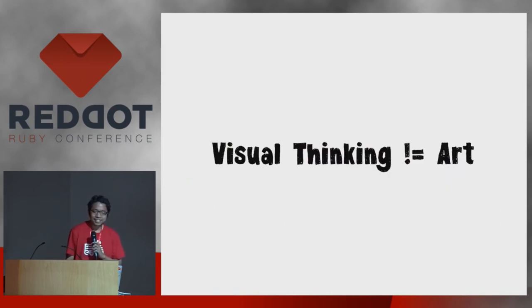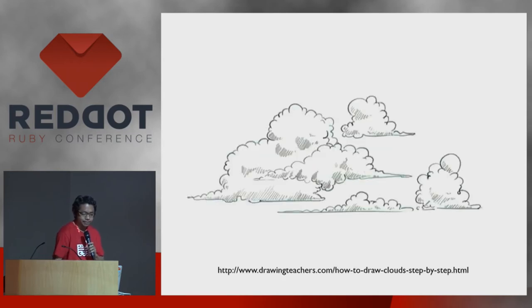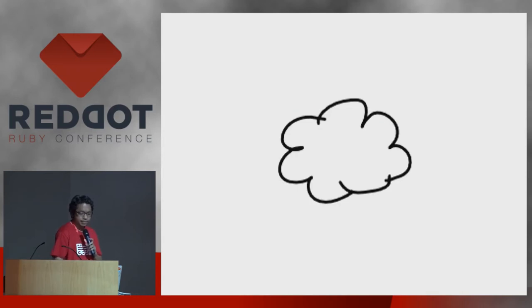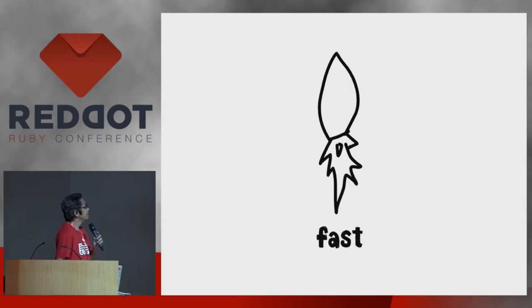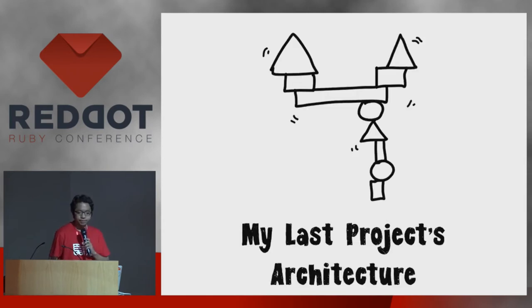Sometimes the graphic you want isn't available as an emoji. Just draw it anyway. And keep in mind that visual thinking is not art. It does not require art. Simple drawings will do. For example, this is a nice drawing of a cloud, but also complicated. This will do just as well. So by using a combination of simple lines, you can communicate various concepts like cute, fast, and even software architecture. So just draw anyway, even if you think you can't.